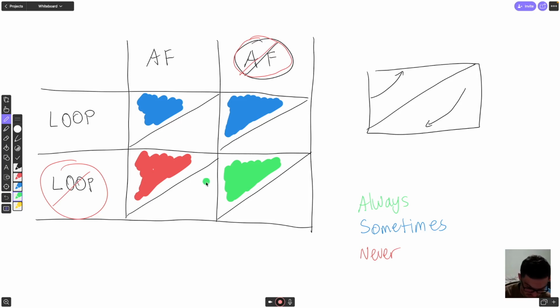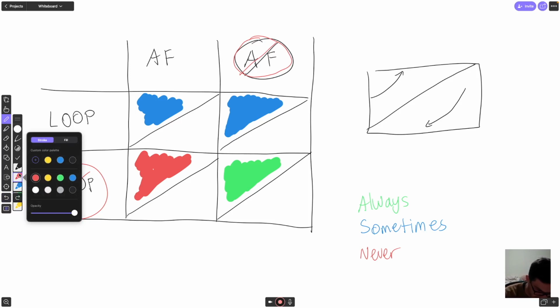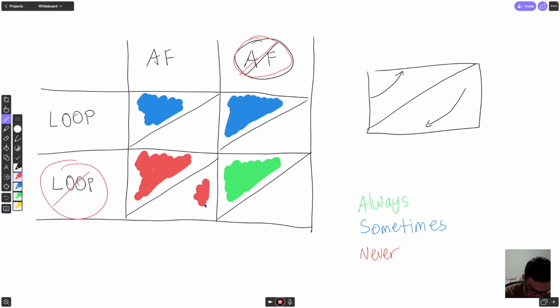So this is also, whoops, I'm going to undo that. Okay, we got some red here. Let's make sure I do this right. Okay, let's get some red. All right. And then we can also fill this one in, right?